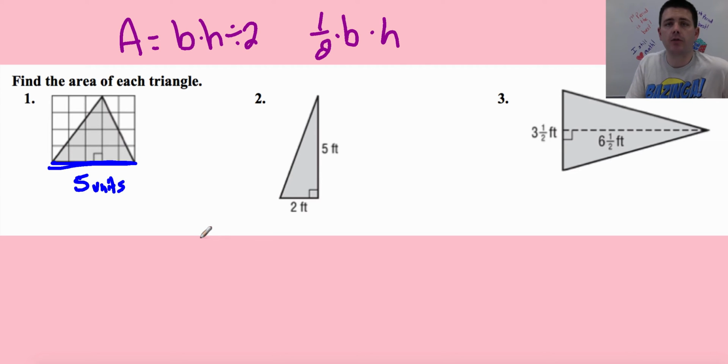And here's where you got to be careful. Your height. Remember, your height has to meet at a right angle to your base. And basically, it's a measurement from your base straight up to the farthest point or the farthest edge of your triangle. So basically, I want to go straight up from the base all the way up to this opposite point. Notice that right angle symbol. That's what you want to look for your height. This one is 1, 2, 3, 4 units high.